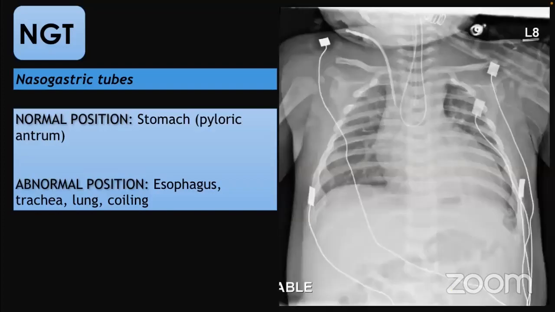In this image, the nasogastric tube is rolled up as well here in the proximal esophagus. And we have here also the endotracheal tube, which is seen at the level of the carina, and this is a low position and needs to be repositioned. And at the left part of the film, we have a peripherally inserted catheter. And we have on the right side a central line as well.